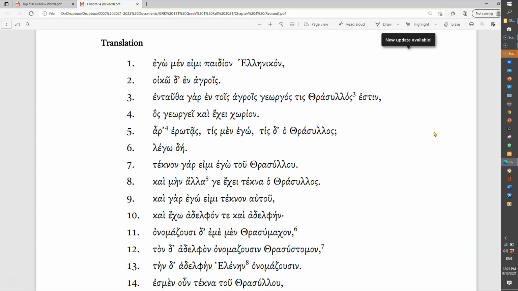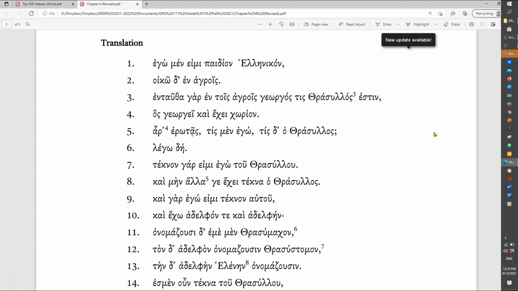Ego men eimi, we reviewed that. Ego men eimi, paidion Hellenikon. What does that say? On the one hand, I live; oiko de en agrois, on the other hand, I live in fields. For there in the fields, there is a certain farmer, Thrasalos, who farms and has a little estate.